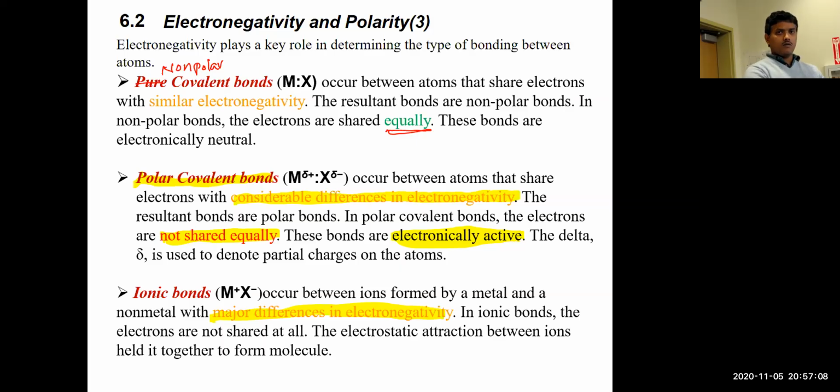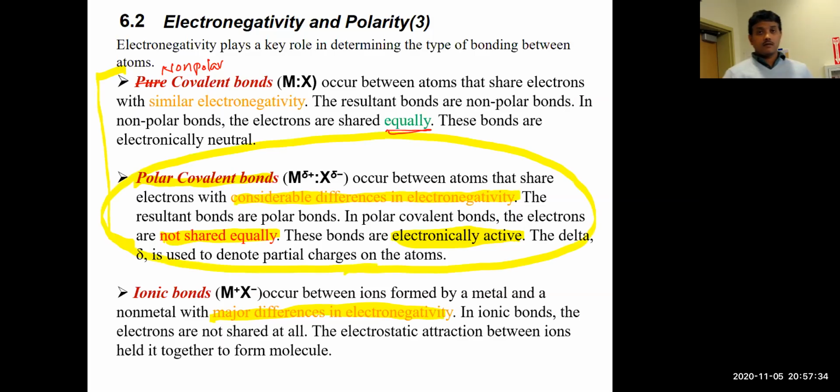Now that we know what effect electronegativity has on the molecules and on the bonds, we are going to dig deep into the same topic. Specifically, we are going to focus on both the nonpolar covalent and polar covalent. Okay. And we are going to focus entirely on polar covalent, because that's where the action is happening.